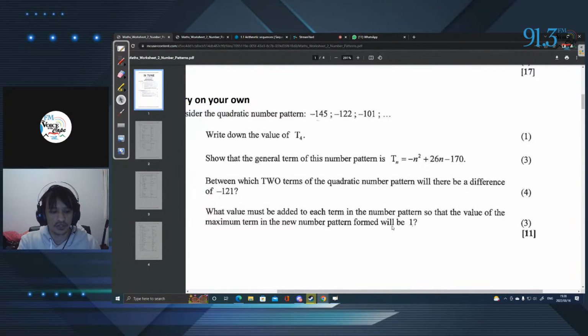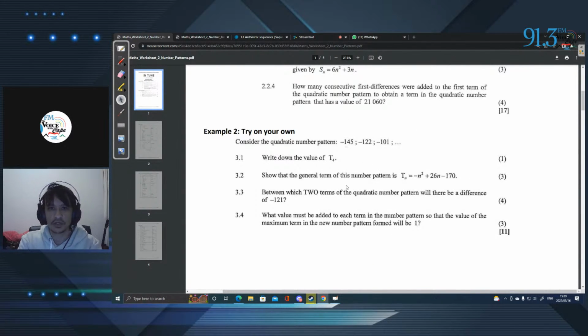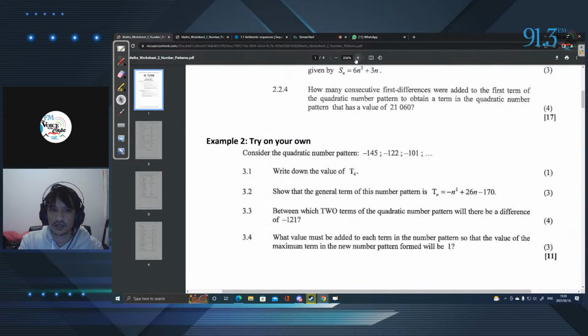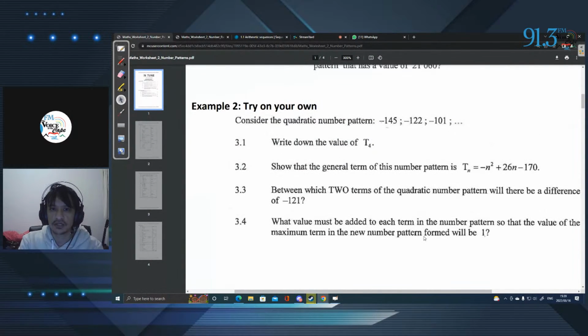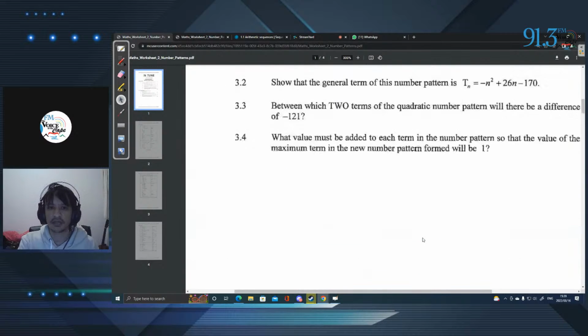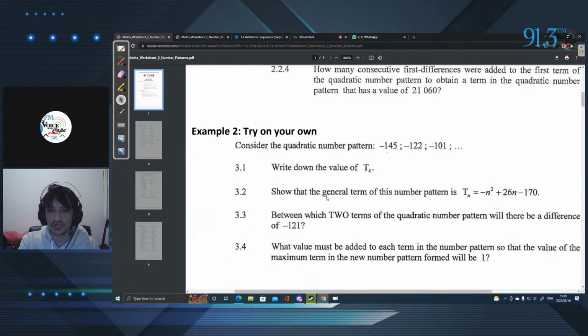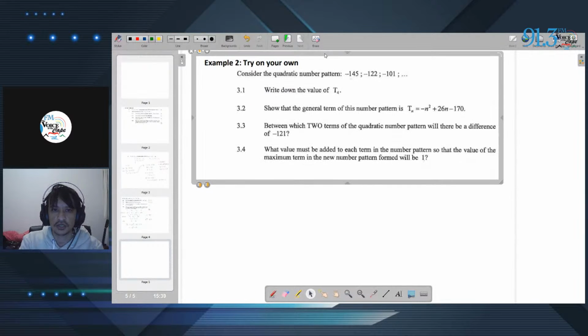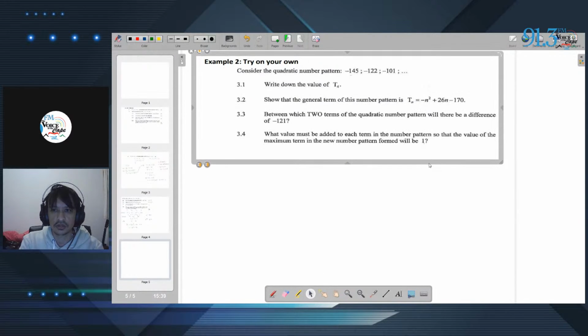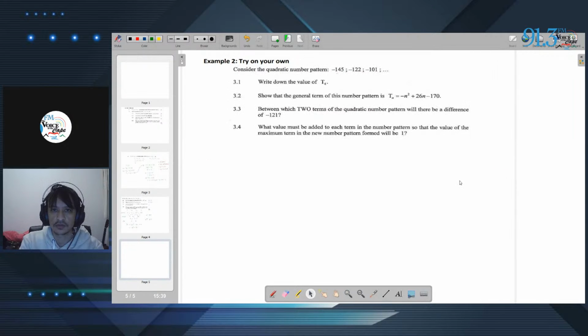So, let me just zoom out. You can see the full question. So here they state that, consider the quadratic number pattern. Okay, so here we go again. Now let's just copy this out. I just want to crop it out and add it to a new page quickly. Add it to a new page. And let's take a look. There we go.